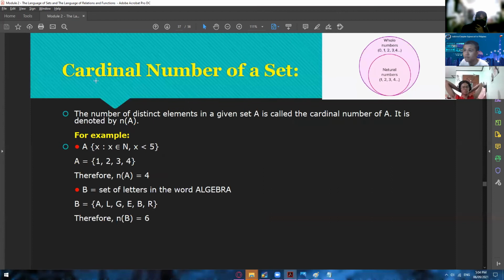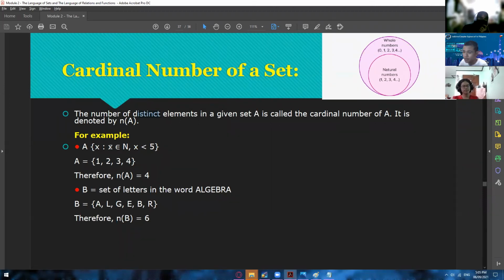Okay. And then let's now talk about the cardinal number of sets. So again, the cardinal number of a set is the number of distinct elements in a given set A, called the cardinal number of A. So it is denoted by n, in parentheses, A. So meaning you are saying the count of elements of A is equal to, depending on how many distinct elements we have in that set. So take note, it's distinct elements. So repeated elements must be removed first before you can count the cardinality of that set.